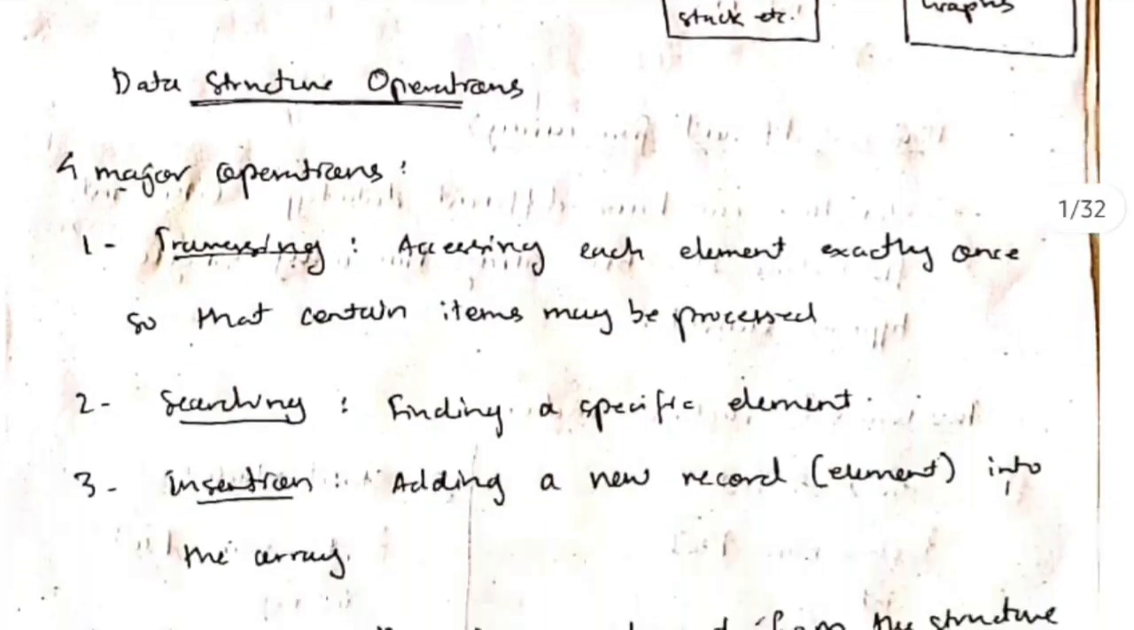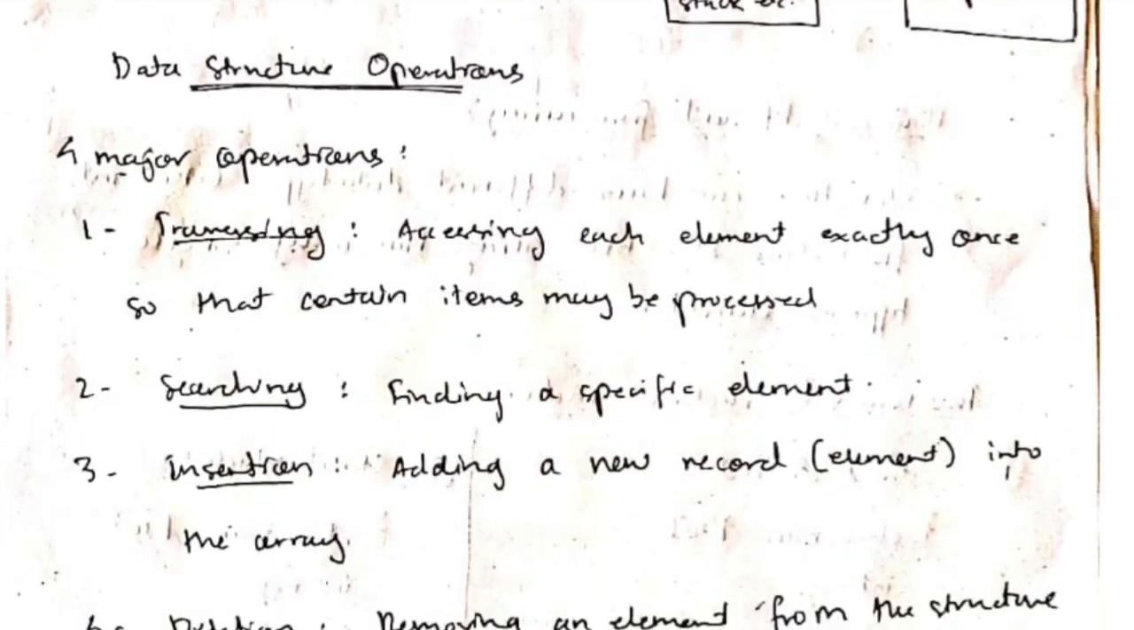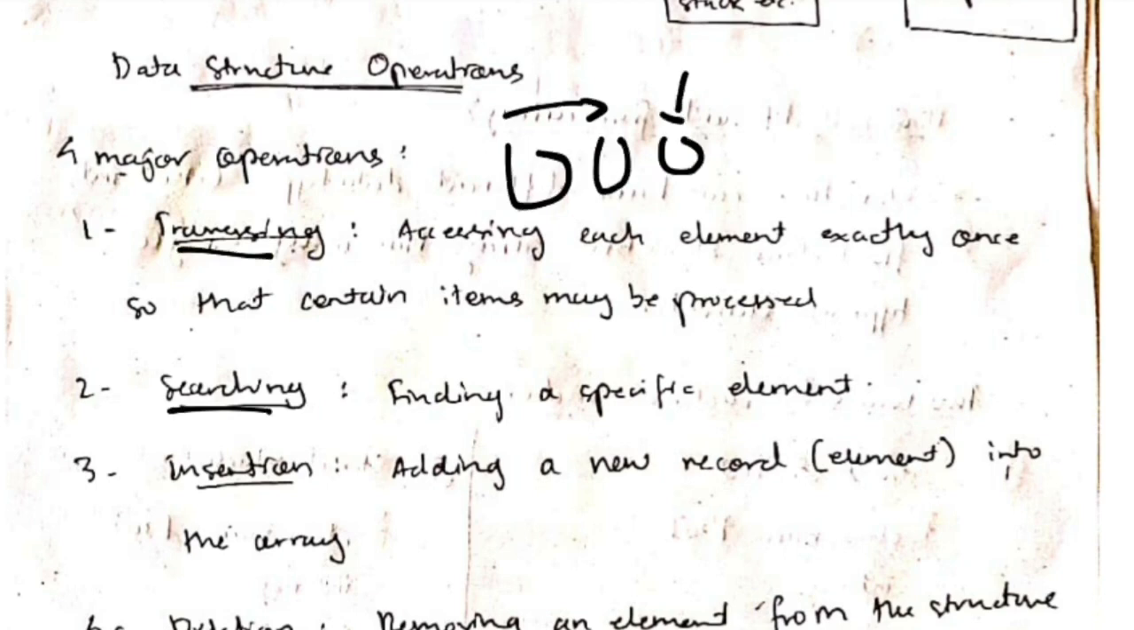Coming to the data structure operations, we have four major operations: traversing, which means accessing each element one by one; searching, which means searching for a specific element; insertion, which means inserting a new element; and deletion, which means removing a particular element from the group.